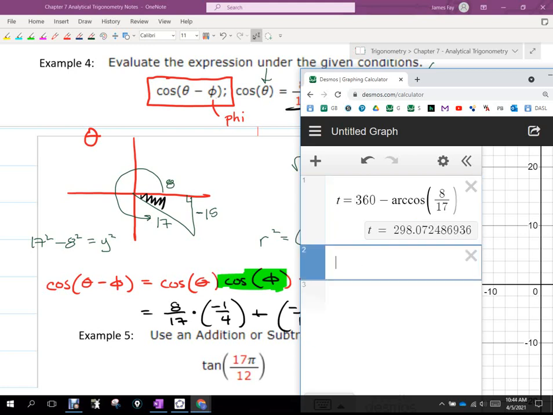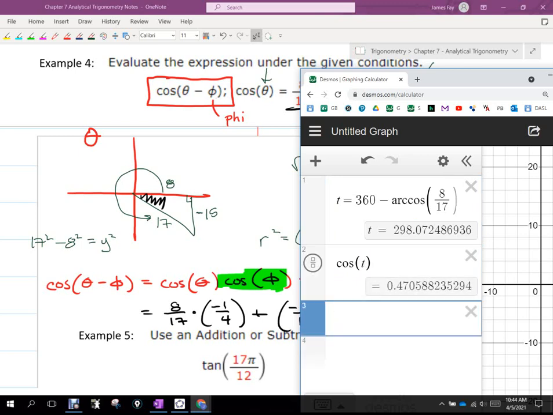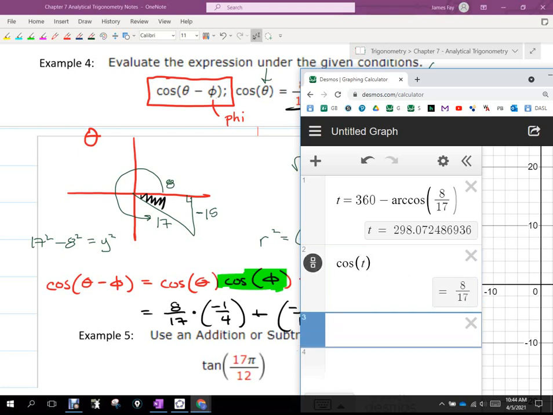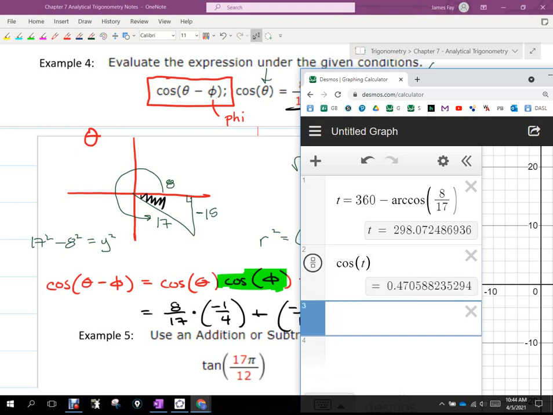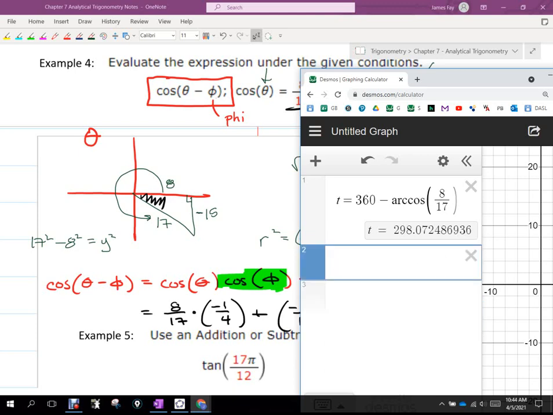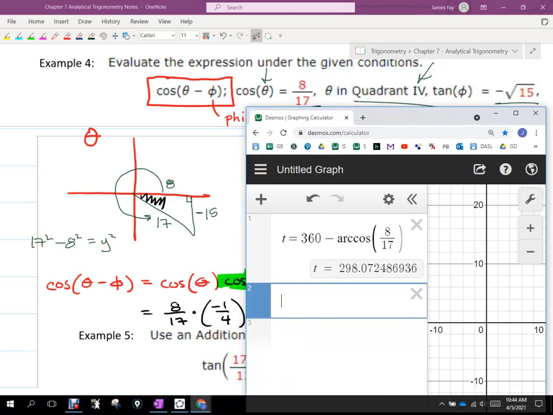Just to confirm this, if I go cosine of t, I get that. Desmos is nice because it gives me this fraction bar. Same thing? Okay, so I've got the correct value for t. Now they tell me the same thing for tangent of phi is negative root 15. So I'm going to go arc tangent of negative square root of 15, and I get that number.